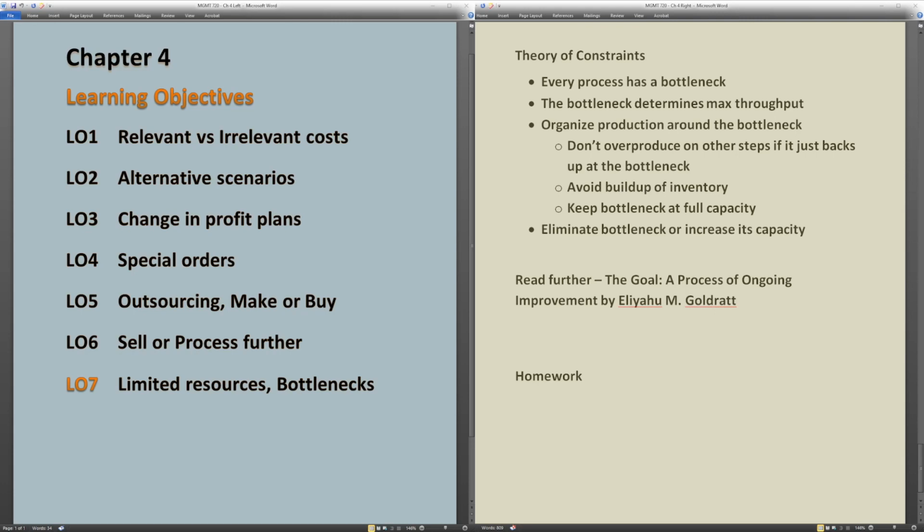And he was one of the people that came up with the idea of theory of constraints and how to overcome that. If you're into manufacturing or into cost accounting, it's an interesting book. It's a good quick read. It's not like a textbook or anything. It really reads like a novel. In any case, let's move on to the homework.